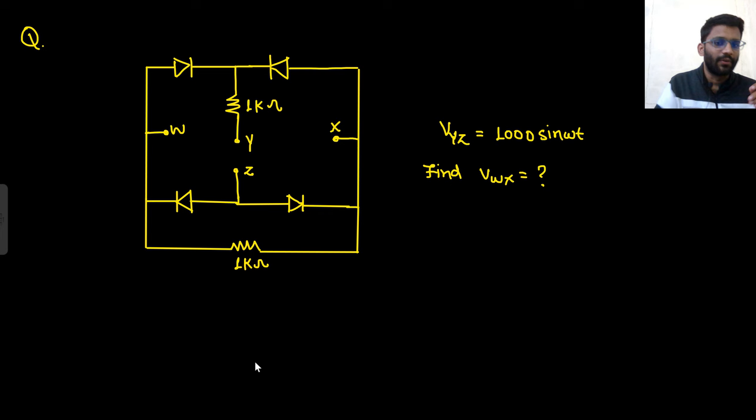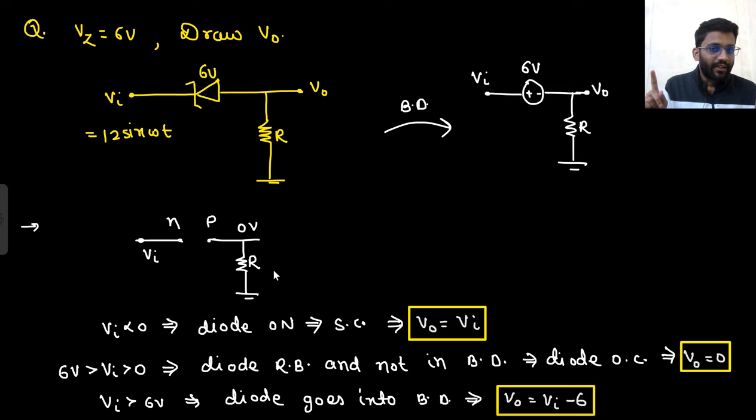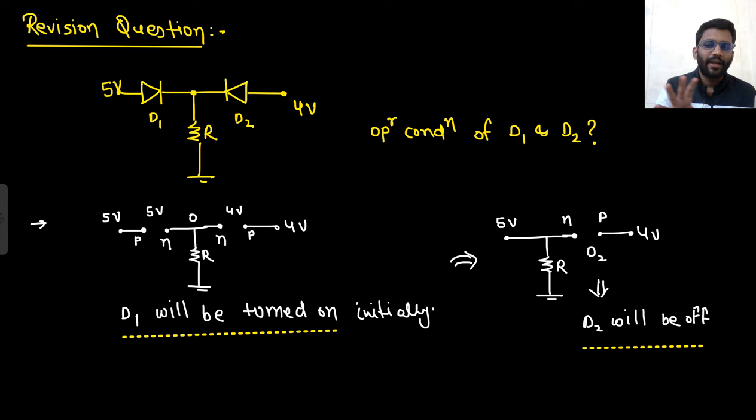So what is our VYZ? VYZ is 1000 sin omega t. So what we can do? V in greater than 0, V in less than 0. Since there is a normal diode connected, no Zener diode is connected, there will be no breakdown, no breaking point, nothing like that. So we just check V in greater than 0, V in less than 0. That's it. Right? In the first question, there was a Zener diode connected, so we needed to check for 6 volt as well. But here, no Zener, normal diodes are connected. So we will just check for V in greater than 0, V in less than 0. And we will see what is happening.